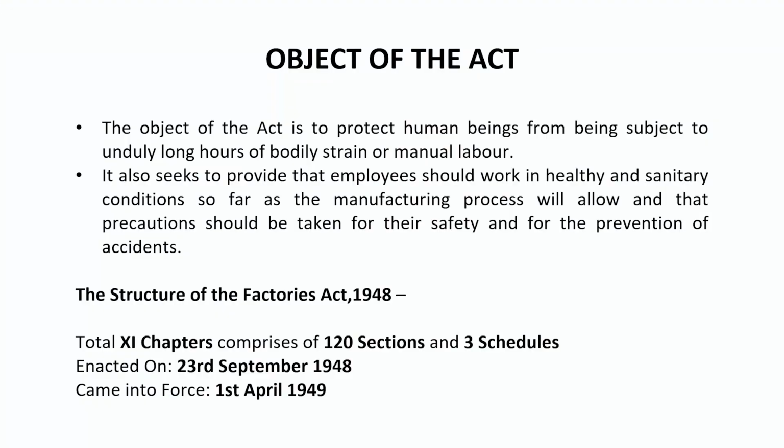Under this act we treat an employee as an asset for any establishment. We do not treat the employee as a liability. So all the provisions made under this act are just to take care of how the efficiency of the workers can be maintained. The structure of the Factory Act is that in total we have 11 chapters.